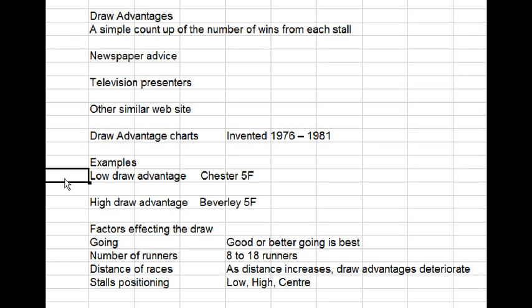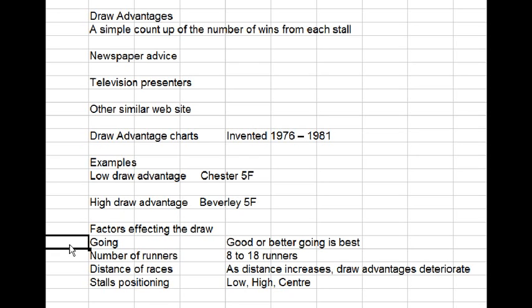We'll look at a low draw advantage at Chester, the old well-known high draw advantage at Beverley, but since the renumbering of the stalls in the UK, those are now numbered the other way around, but we'll look at that. That's a good example of a high draw advantage. And the factors that affect a draw are mainly the going, drainage. You must think about drainage when it comes to draw advantages.